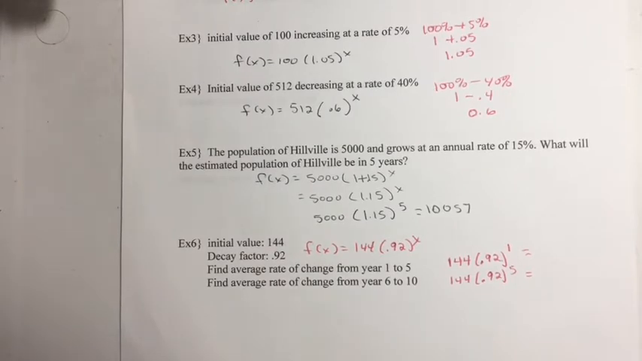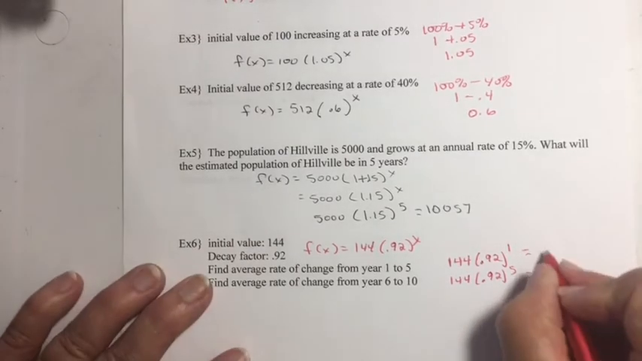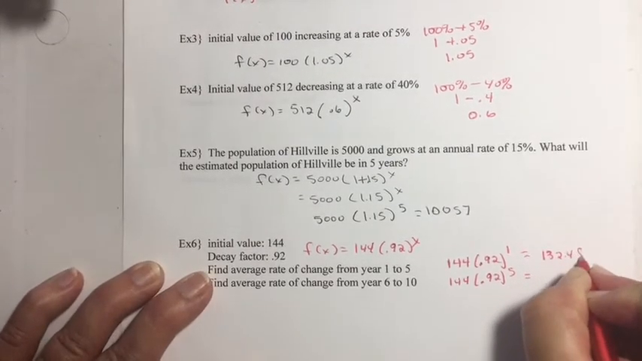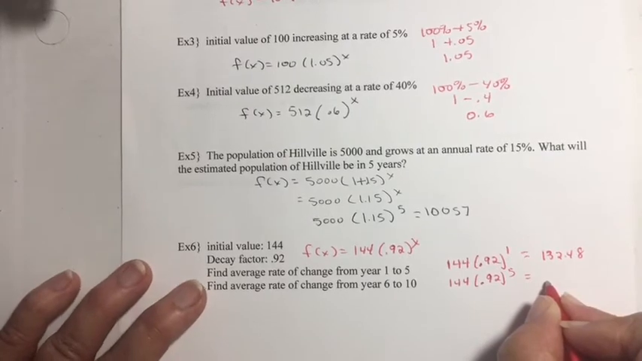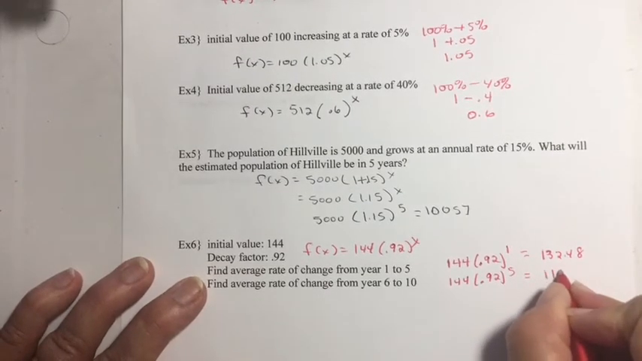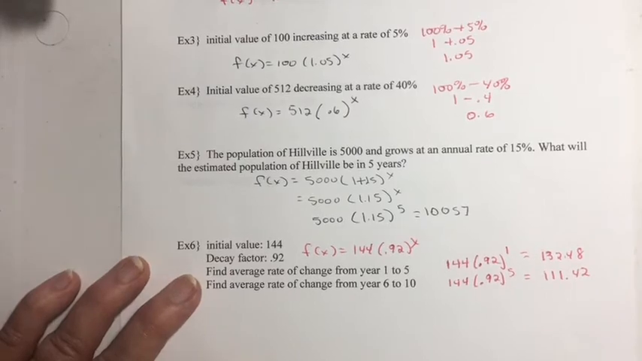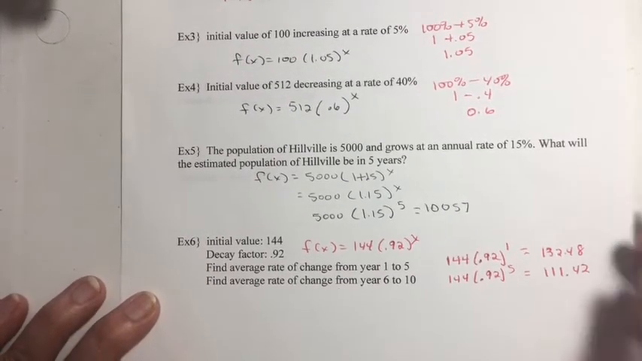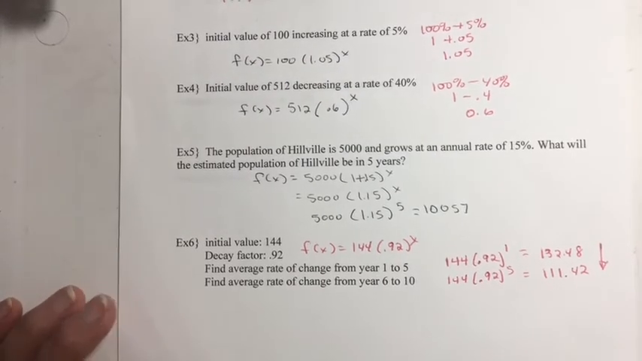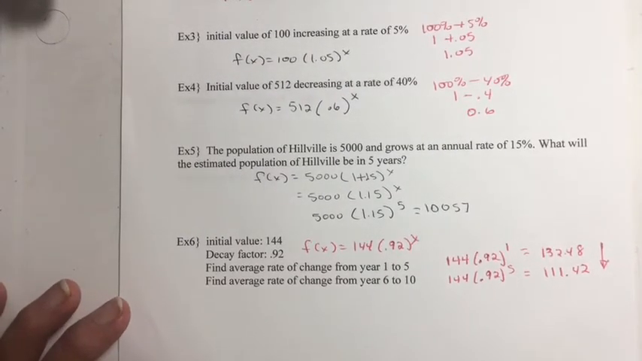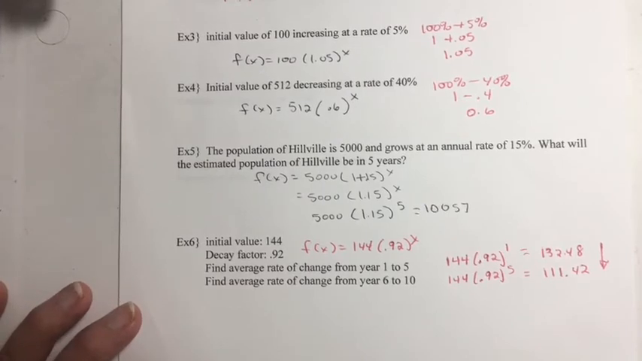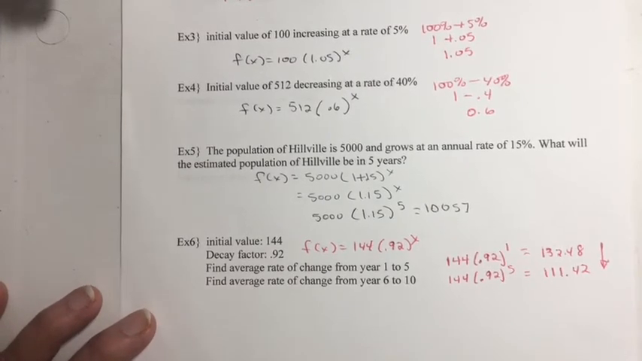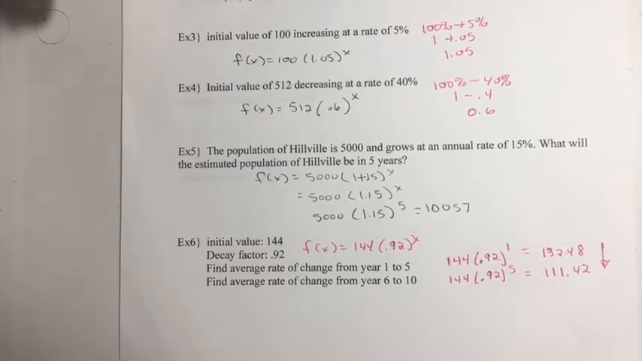Let's round to 2 decimal places. And I got 132.48 and 111.42. Now, can you see that this is a decay? It's going down. Okay, decay, let's figure out how much it decayed or how much it changed. Yes, you would subtract.